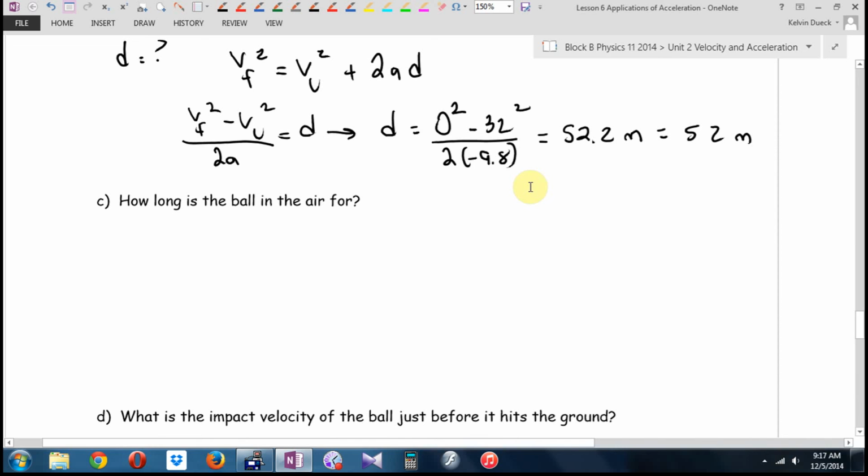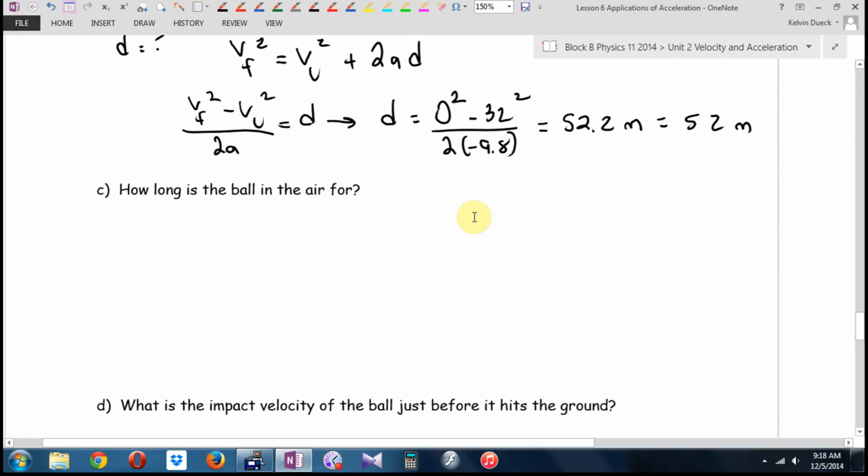How long is the ball in the air for? What's this question asking me to find? Time. There's a short way to find this, and there's a long way to find this. Just hang on a second.